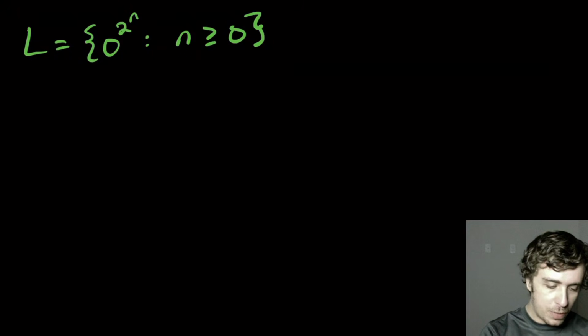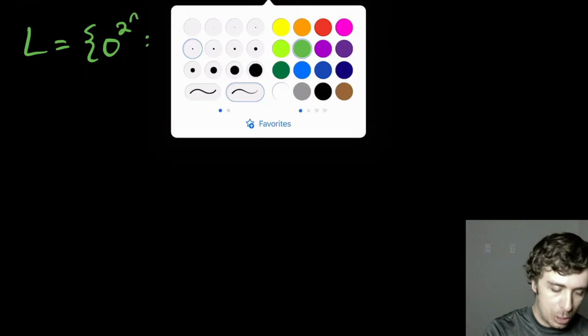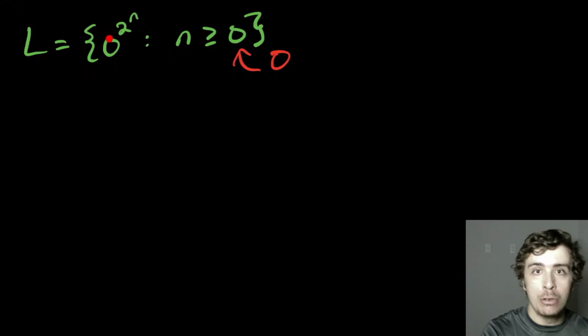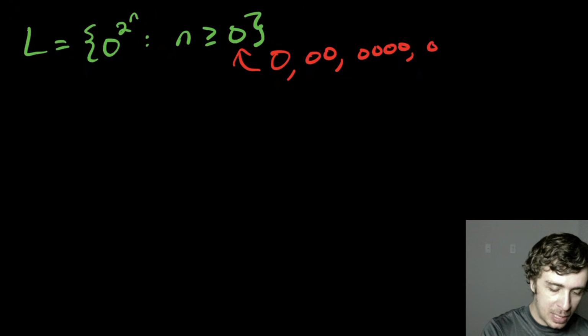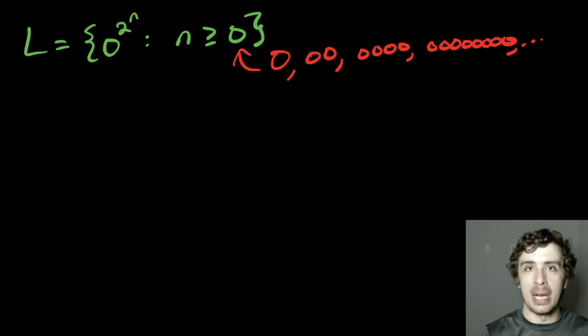So I want to prove that this language, which is the set of all strings of zeros that are a perfect power of 2, for any power of 2 that you want, is not a regular language. So, for example, in here, we have a single 0, which corresponds to when n is 0. 2 to the power 0 is 1, so that's 1 zero. We also will have 2 zeros, and then 4 zeros, and then 8 zeros, etc. So I want to convince you that this is not a regular language.